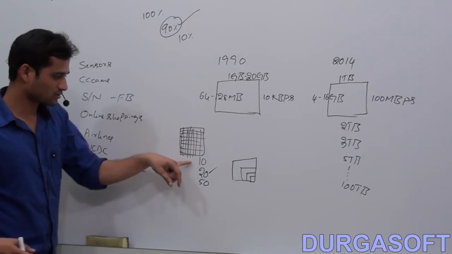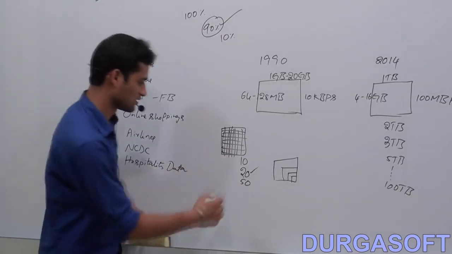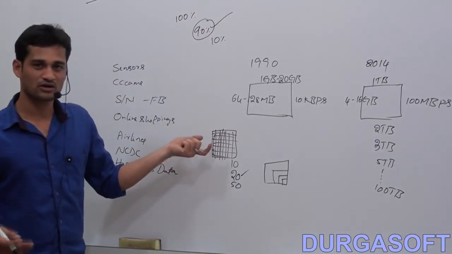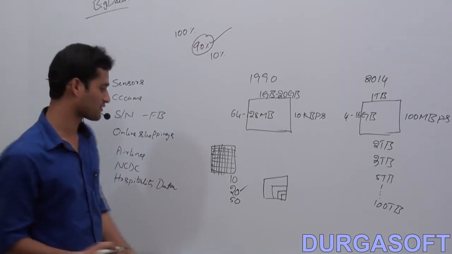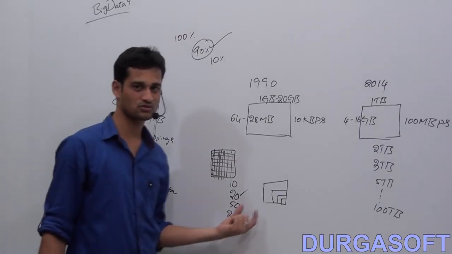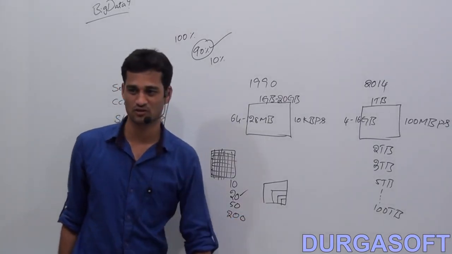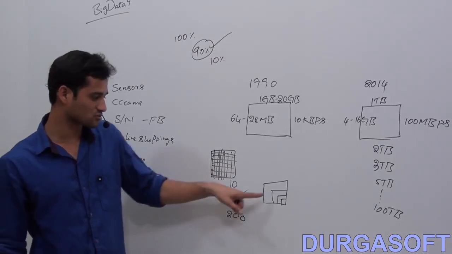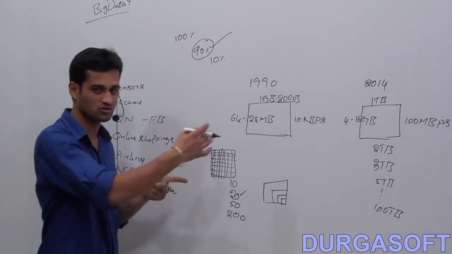Suppose this farmer has 50 rice packets. For example, as this farmer has a good water facility and a good climate, he has generated 200 rice packets. Can he store these 200 rice packets in his home? Definitely it is not possible. So obviously he has to choose an alternative solution to store those rice packets.